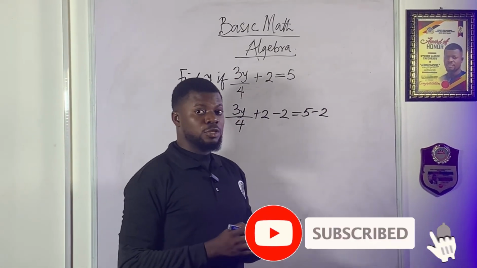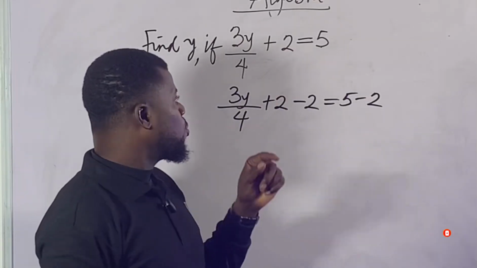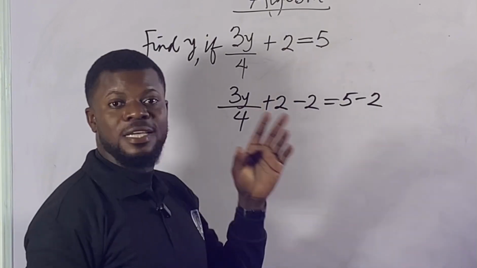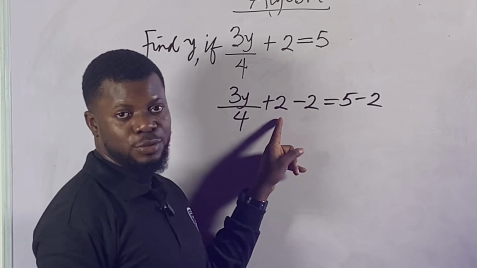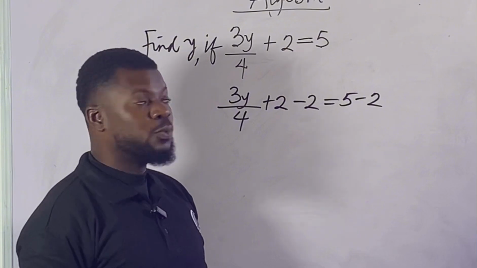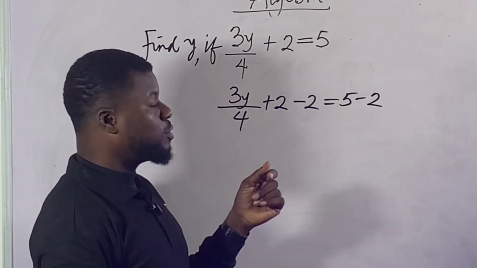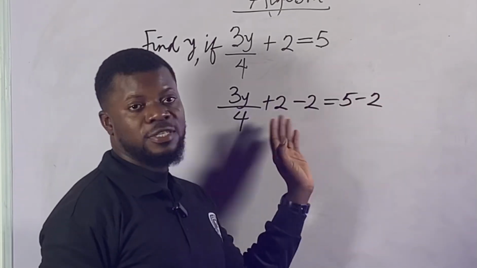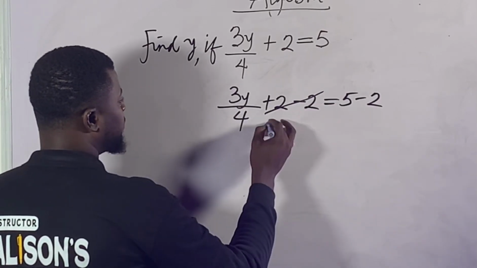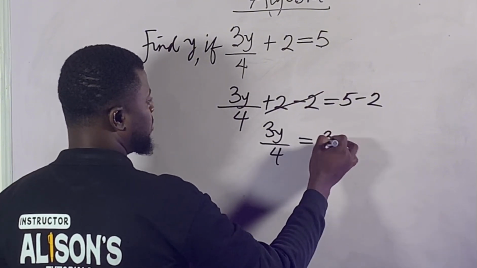What's the essence of it? You know, anything you do to the left, you must also apply to the right. One of the reasons for which we are subtracting 2 from both sides of the equation is because we want to eliminate these 2, so that we just have only this on the left hand side of the equation. Whether you call this the right hand side is not a problem. You just want to have this left. So one way to do that is to take away 2 from both sides of the equation. And of course, 2 minus 2 will be 0. So you have just 3y over 4 equals 5 minus 2, that will be 3.